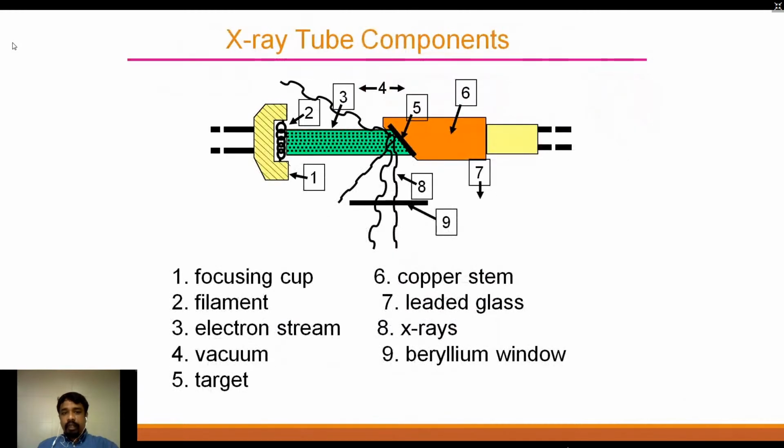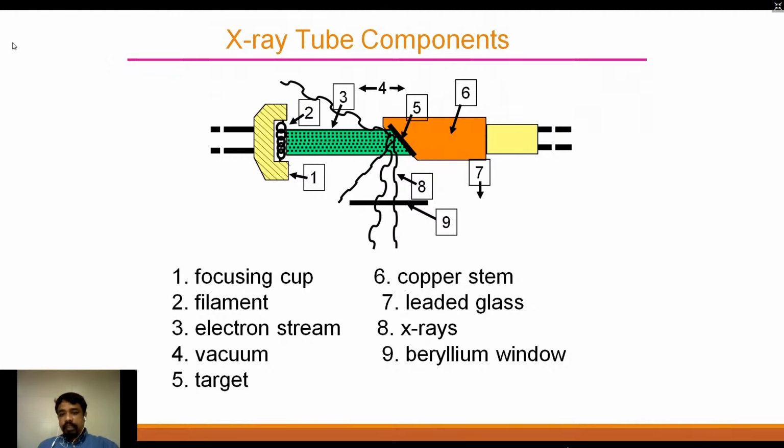The main components are the focusing cup. You can see number one is your electron gun. The second is the filament, and the third is the electron stream, which, when you give a pulse, goes from the cathode to the anode. The fourth, the entire glass tube is set into a vacuum. The fifth is the target, and the sixth is the copper stem.